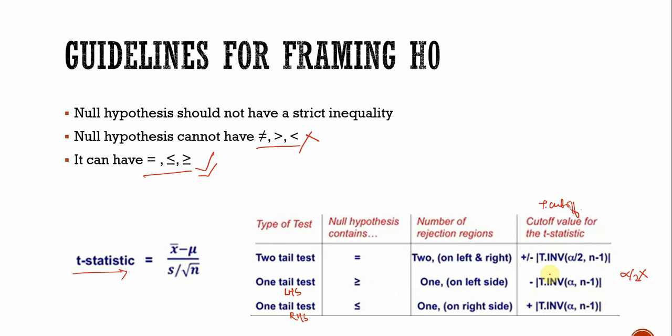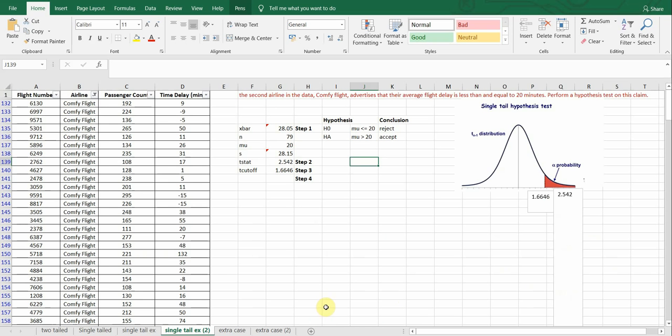So this is how you calculate your cutoff value, know how many rejection regions you have, and the symbols that you will use for writing your hypothesis. So moving on to the Excel file, where we'll see two examples. The first example is the airline Comfyflight data, which is claiming that their average flight delay is less than or equal to 20 minutes. Perform a hypothesis test on this claim. If nothing is given, you will assume your alpha as 0.05.